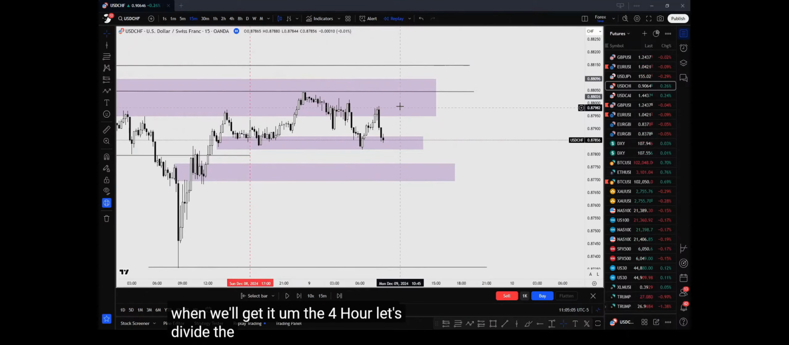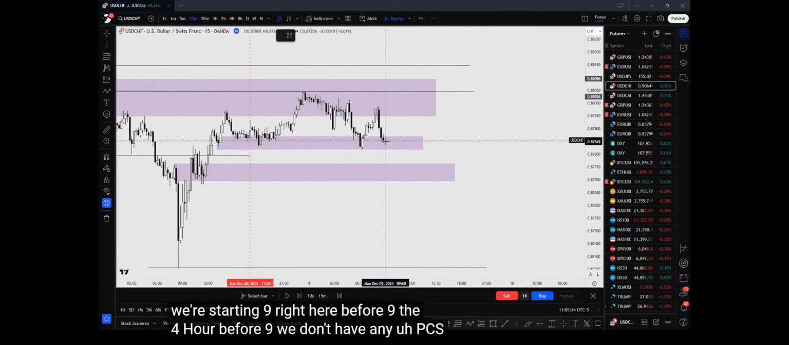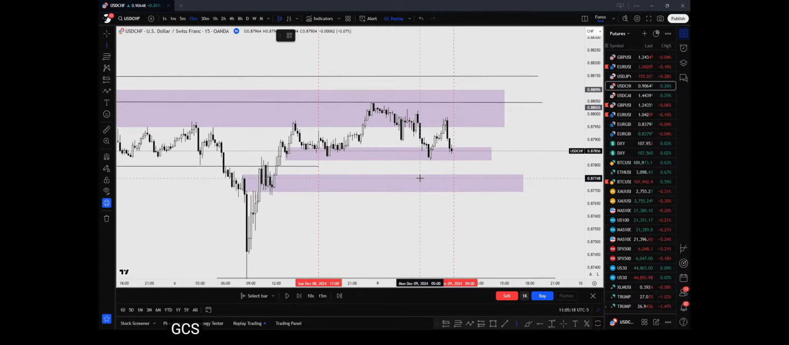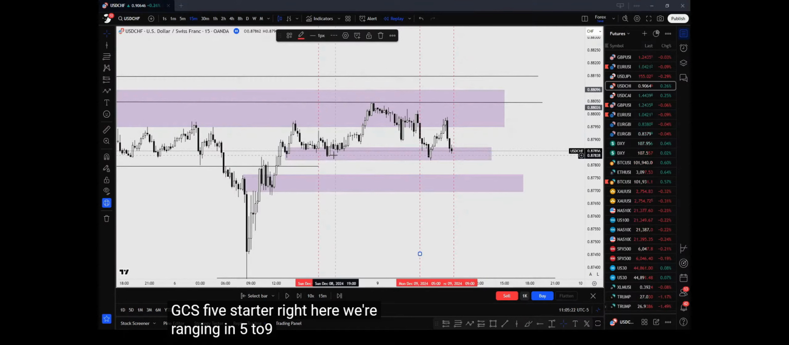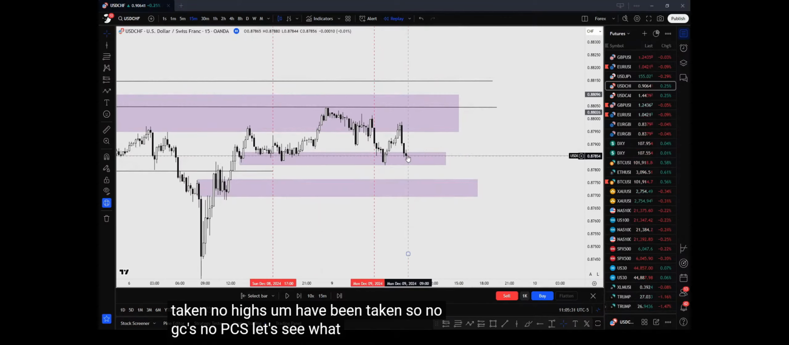The 4 hour, let's divide the time and fractalize it. We're starting 9 right here. Before 9, the 4 hour before 9, we don't have any PCs or GCs. 5 started right here. We're ranging in 5 to 9. No lows have been taken. No highs have been taken. So no GCs, no PCs. Let's see what 9 will do.